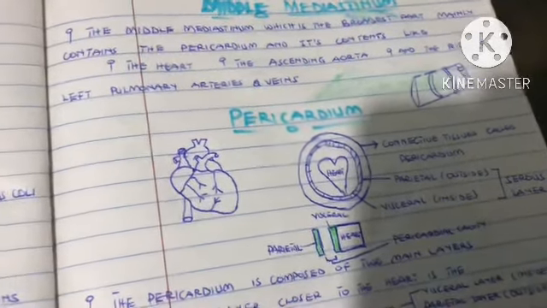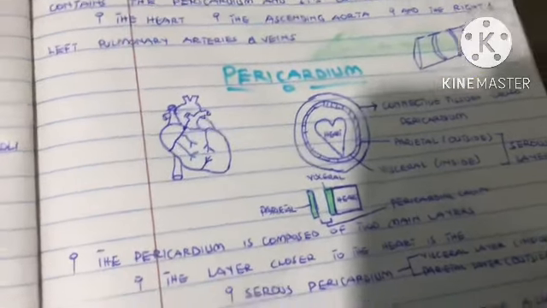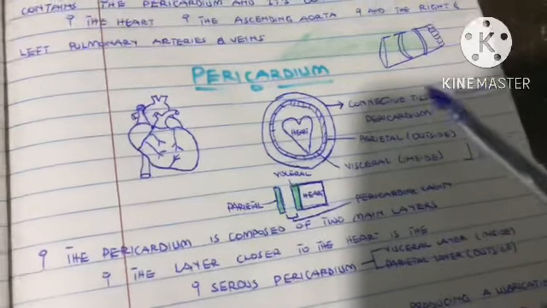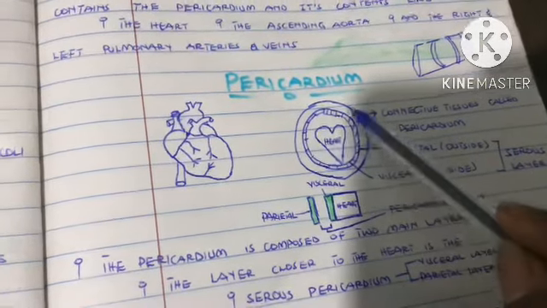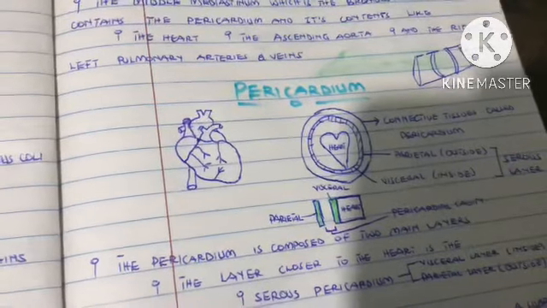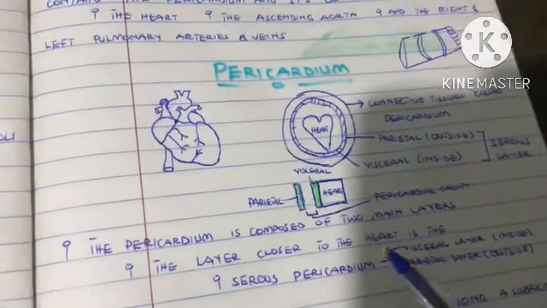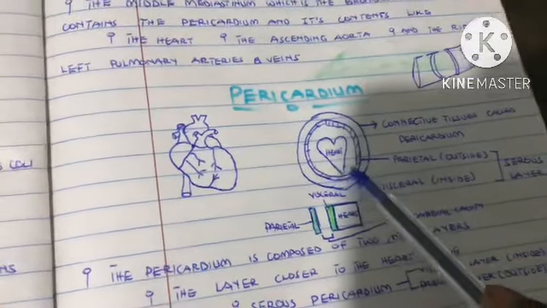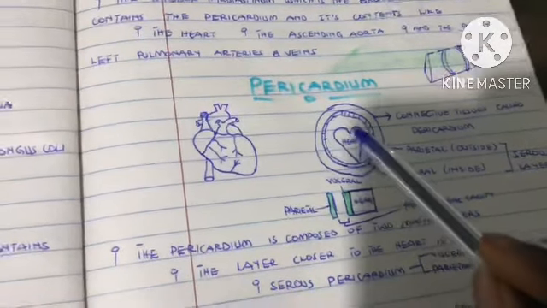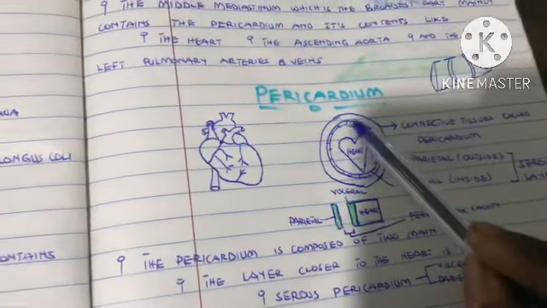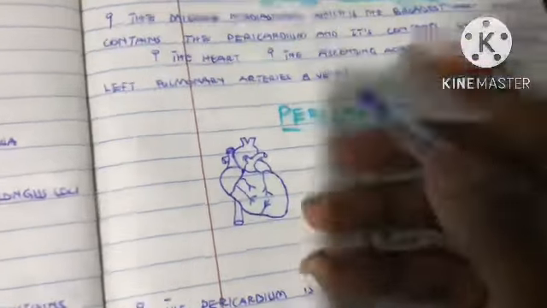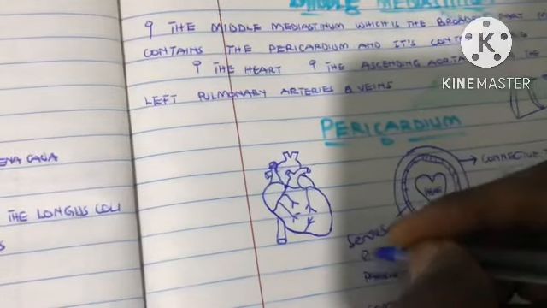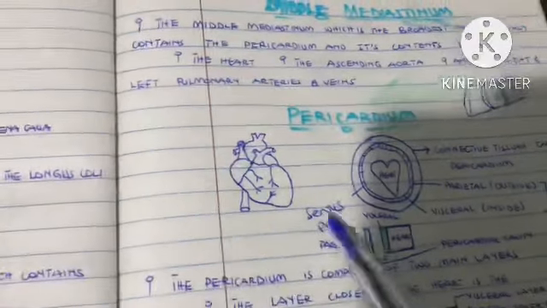One thing you must know about the pericardium is that it is divided into 2 main layers. This whole thing is the pericardium, divided into 2 main layers. The layer closer to the heart is called the serous pericardium. Let me label it: the serous pericardium.